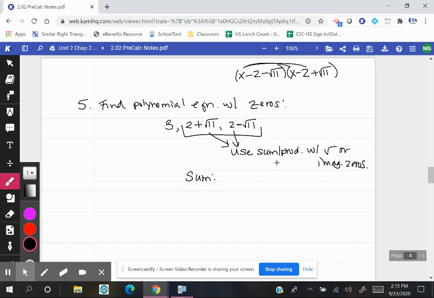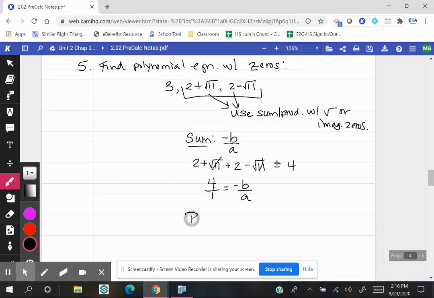So the sum is our samba. That's negative b over a. So we're going to first take the sum of those two roots. I'm only focusing on the two that have the radicals. I combine them. The rad 11s cancel. I get 4. So I'm going to set 4 over 1 equal to negative b over a.